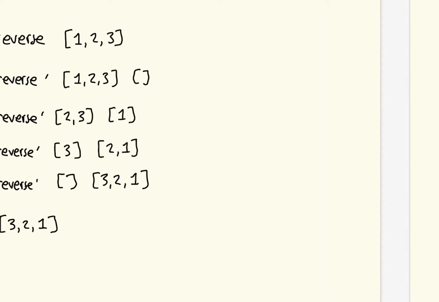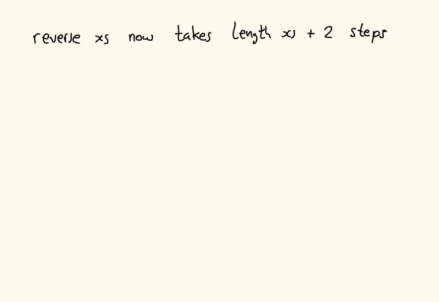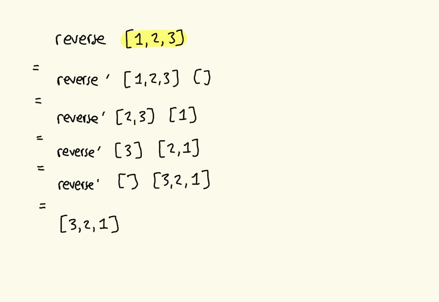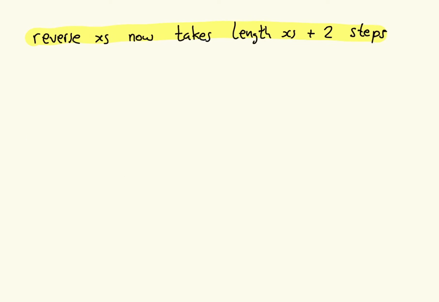And just to wrap things up, generalizing from this example, what we can conclude is that with this new definition, reverse xs now takes length of xs plus 2 steps. In our particular example, we had a list with 3 elements, 1, 2, 3, and it took 5 steps to get down to the list 3, 2, 1. It's very easy to see that this is the general pattern. If your list has n elements, it's going to take n plus 2 steps to perform the reversal.